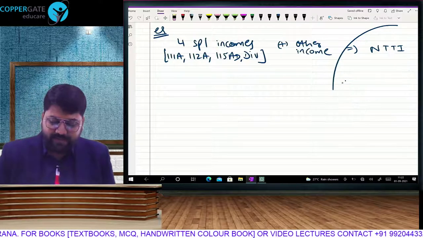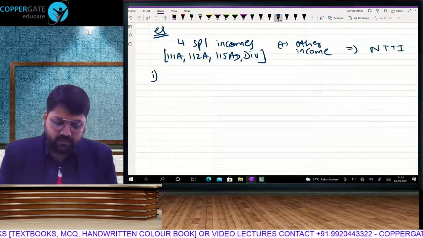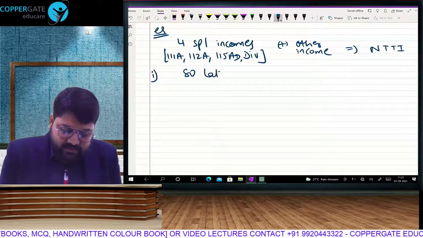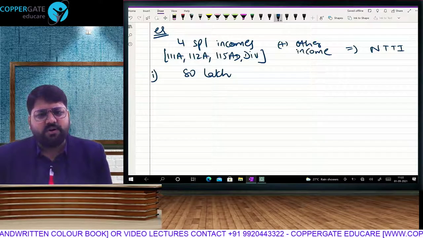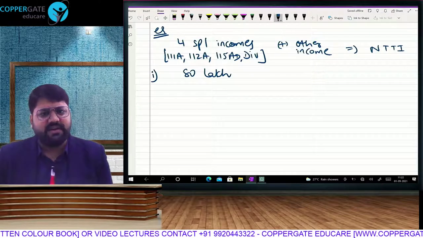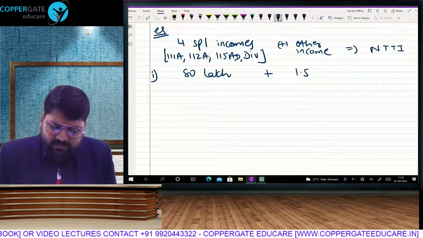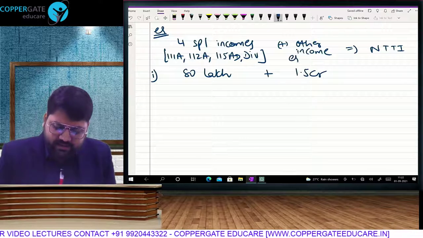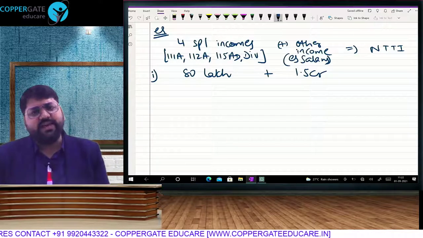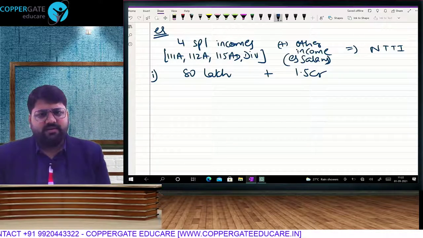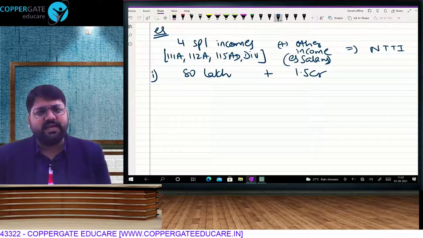So let's see what is happening here. Example 1. These four incomes are 80 lakh rupees for any assessee. What is the total of these four special incomes? In our example, 80 lakh. And other income, say example salary, because this is an individual assessee, we can take salary as an example, or you can take house property also as an example, no problem. What is that amount that I have taken?